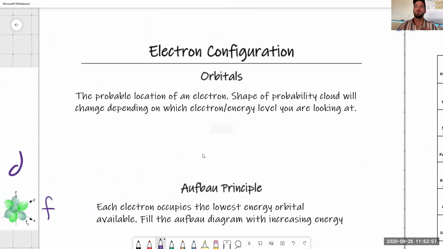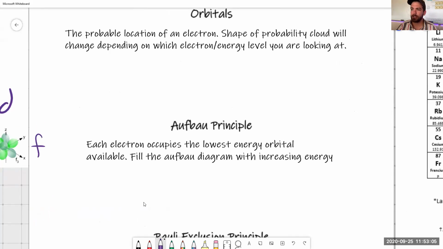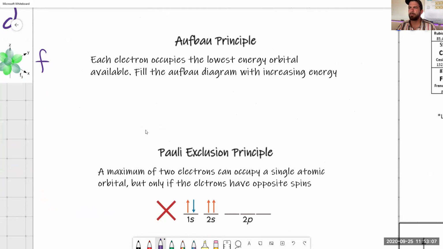Okay. So orbitals, the probable location of an electron, shape of probability looking like what we just looked at. Let's move on from orbitals. Let's talk about this term called the Aufbau principle. We're going to be operating mostly out of chapter 5.3, so if you want a chapter to look back in your book, 5.3 is a great place to look. The Aufbau principle states that each electron occupies the lowest energy orbital available, and so we fill the Aufbau diagram with increasing energy.